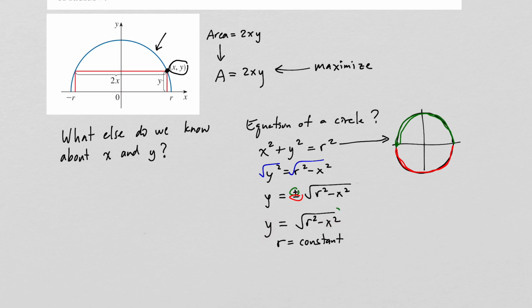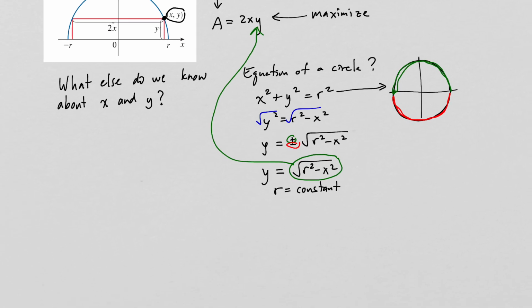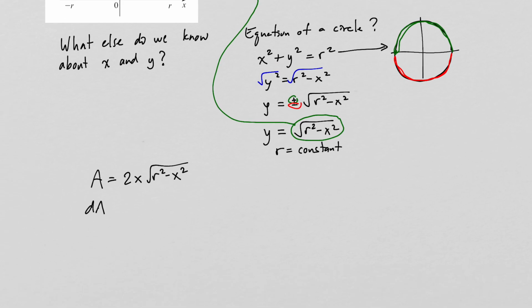So now that I know y must be equal to this, I can take this and plug it into our function that we wish to maximize. And so our area function becomes 2x times y, which is the square root of r squared minus x squared. And now to maximize this, I'm going to take the derivative of A with respect to x. And to do that, I need to use the product rule. We have a product of the function 2x multiplied by this square root function here.